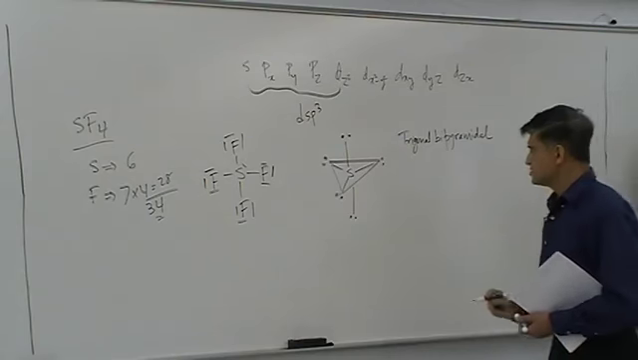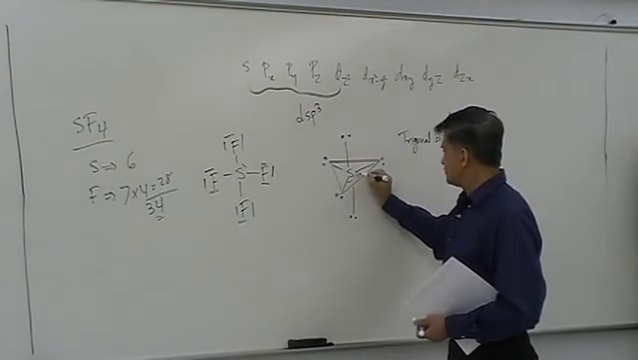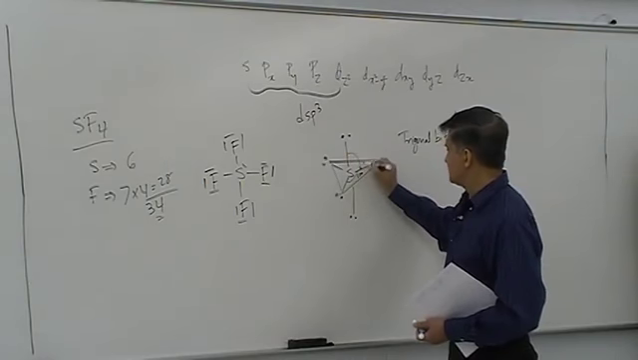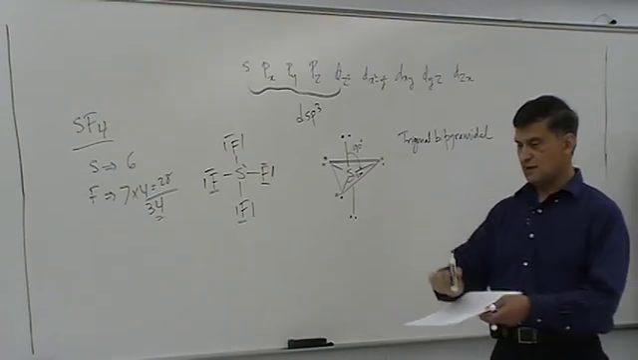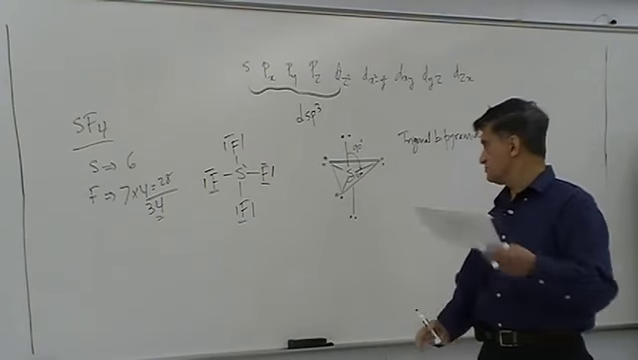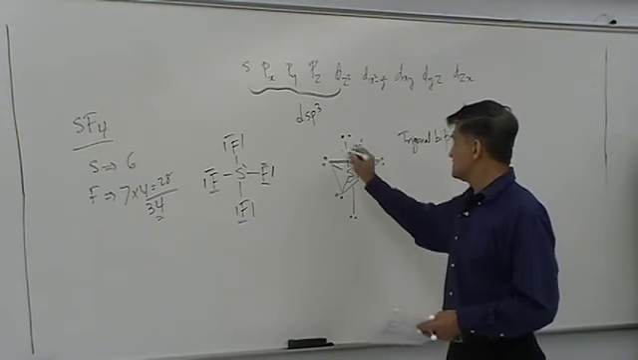Now, what are the angles? In the plane, these angles are 120 degrees. Outer plane, these are 90 degrees. So it's like a triangular plane, and 1 on the top, 1 on the bottom, and that makes 5 pairs of electrons. Hybridization is dsp3.